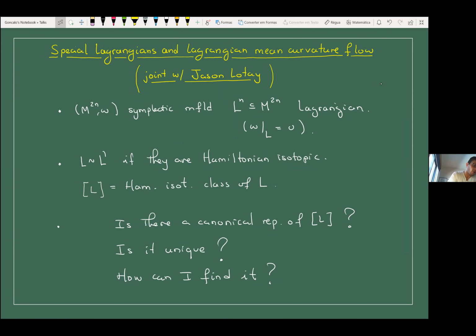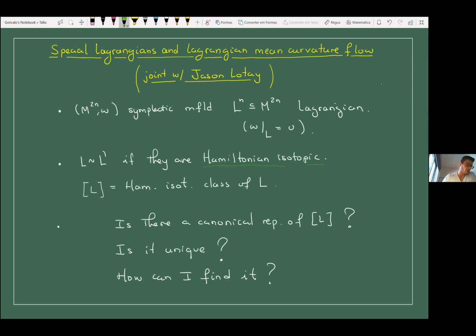So we have a symplectic form, omega, and remember a Lagrangian submanifold is a half-dimensional submanifold on which the symplectic form restricts to 0. And it is common to regard Lagrangian submanifolds up to a notion of equivalence known as Hamiltonian isotopic. And we will see in the example what this Hamiltonian isotopy means.